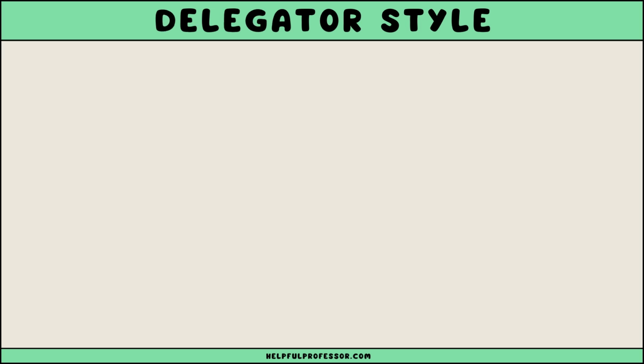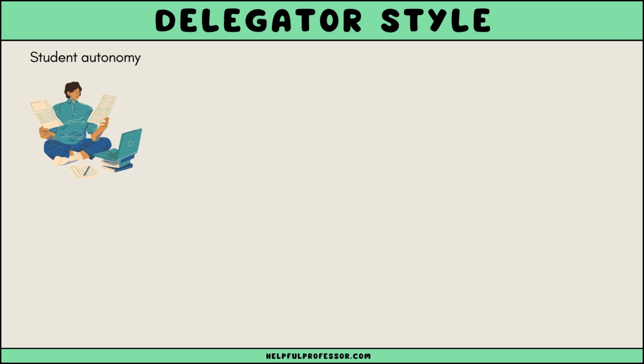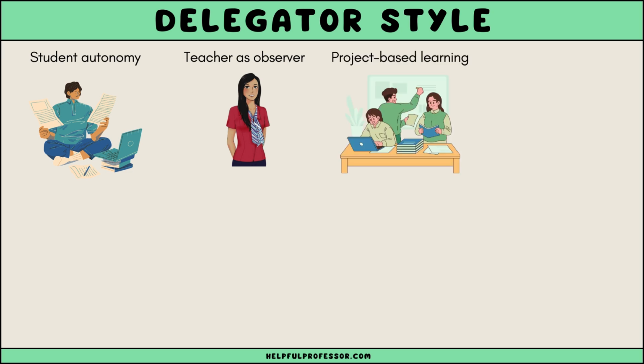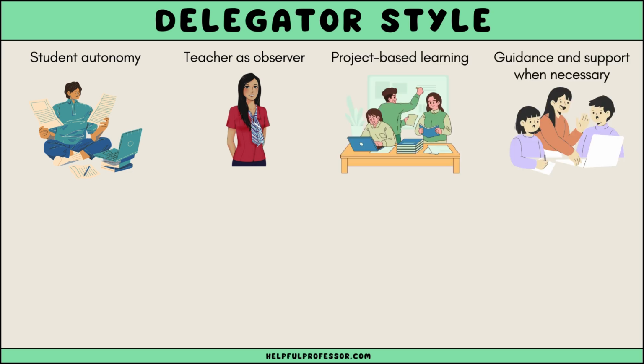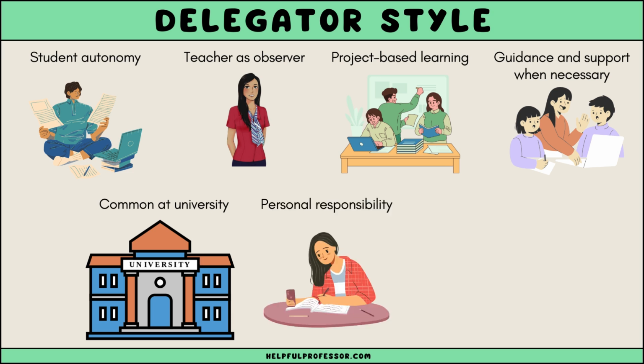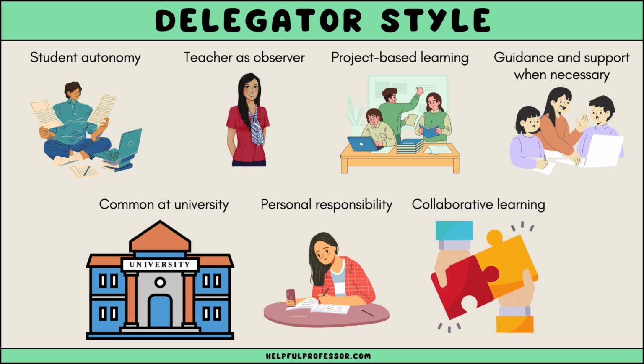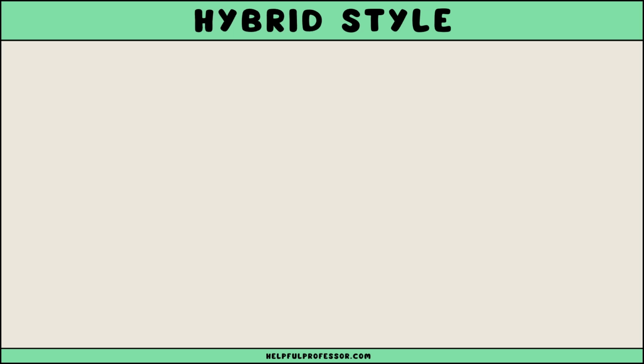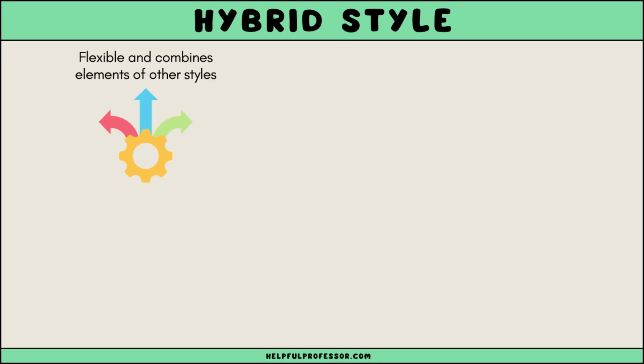Next, we have the delegator style, which assigns a high degree of autonomy to the students. In this approach, the teacher acts as an observer, allowing students to work on projects or research independently while providing guidance and support when necessary. This style is beneficial in higher education settings, such as university courses, where students are expected to engage in independent scholarship and group work. It helps students develop a sense of responsibility for their learning and enhances their ability to work collaboratively.